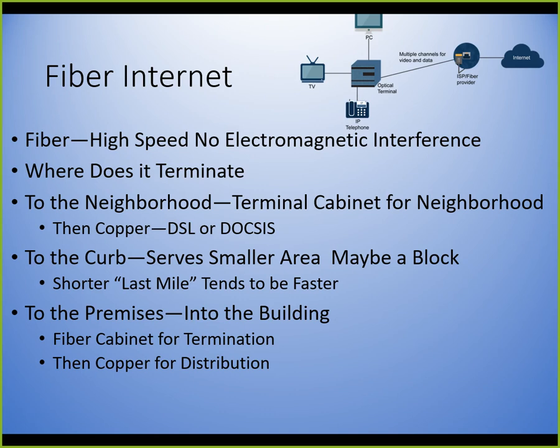Where does it terminate? To the neighborhood, a cabinet for the neighborhood. Then we do copper, either DSL or DOCSIS, and cable modem is going to use DOCSIS. DSL obviously would be with the phone system. To the curb, a smaller area, maybe a block, a shorter last mile for this. The last mile is from the distribution point to our house. So the last mile is going to tend to be a little faster. And then to the premises is going to be the best way to do it.